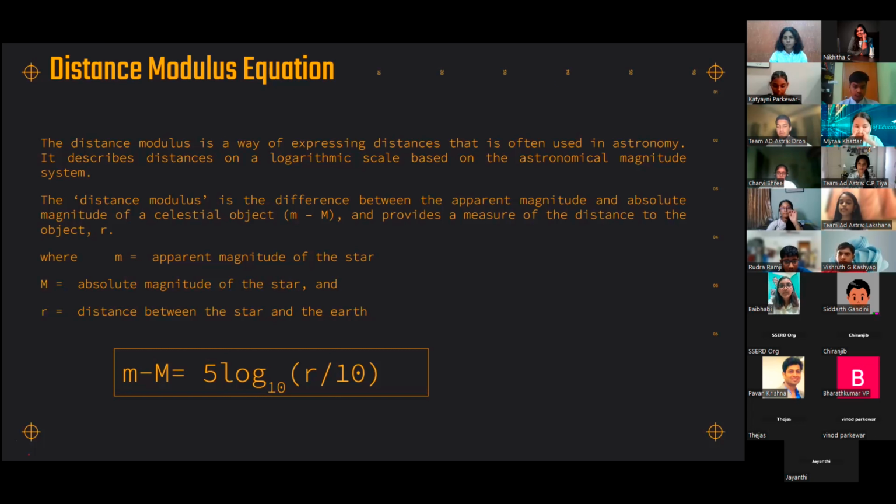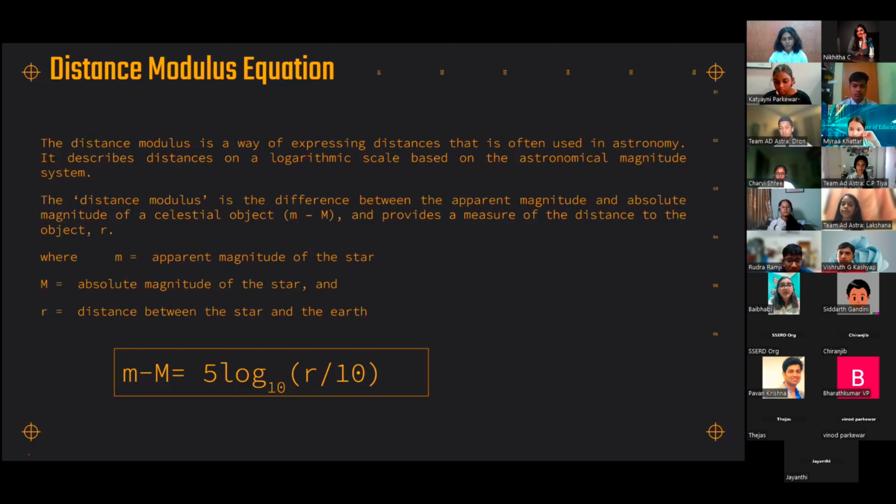Now, for our project, we found the values of the apparent magnitudes and absolute magnitudes of our objects from various sources. We also calculated the absolute magnitudes for certain objects that we could not find data for online. And finally, we substituted those values into our distance modulus equation, which you can already see on the screen: apparent magnitude minus absolute magnitude is equal to 5 log of r by 10, to base 10, where r gives the distance to our object.